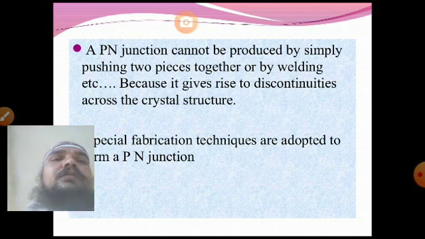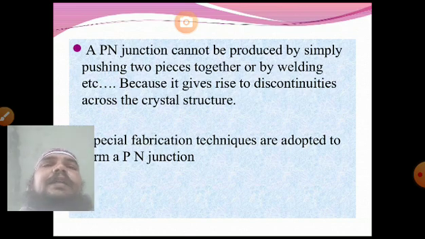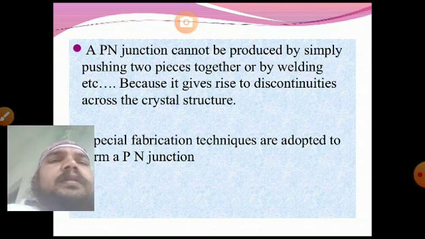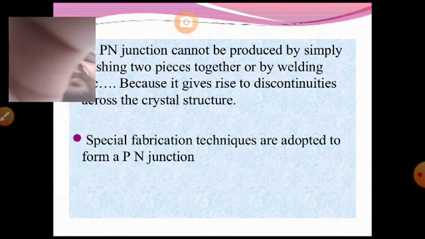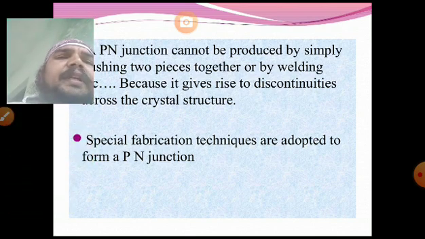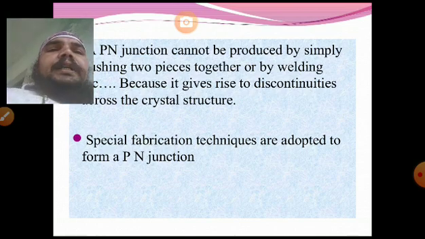A PN junction cannot be produced by simply pushing the pair together or by welding, because it gives rise to discontinuities across the crystal structure. Special fabrication techniques are used to dope and form a PN junction diode.